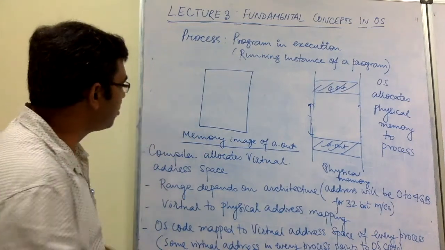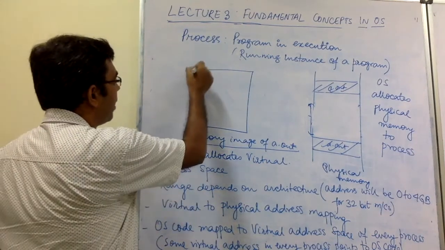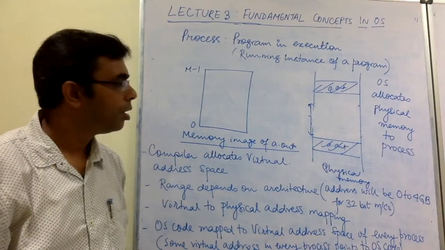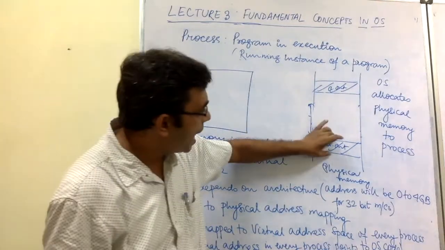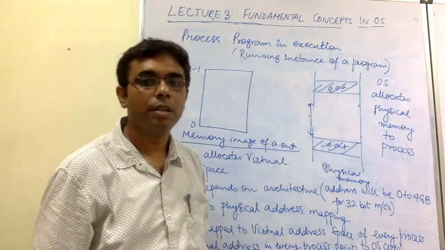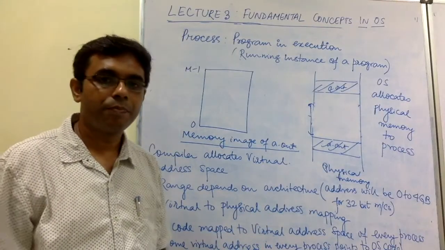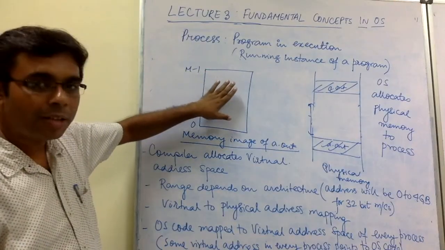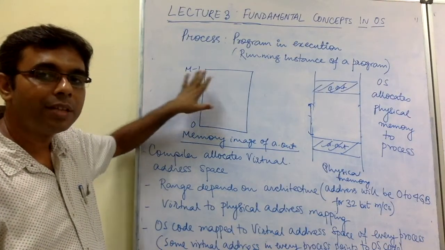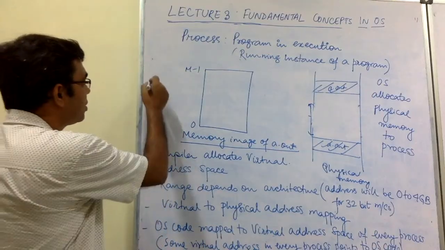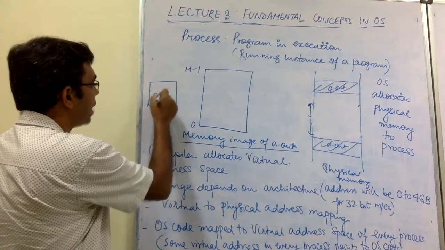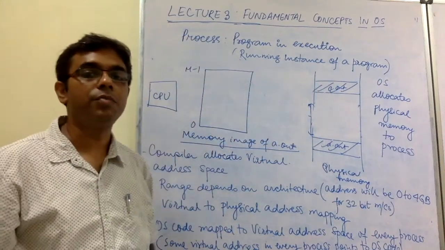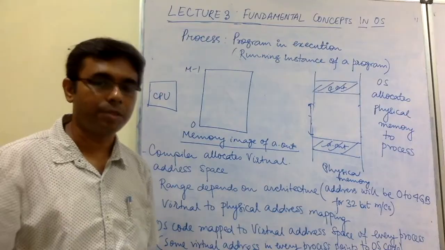So let's say it's given some 0 to m minus 1. So m number of locations it has allocated for this a.out. However, this is the actual space that is occupied in the physical memory. Now they are completely different. But interestingly, the one that is allocated by the compiler is the view that is seen by the CPU. So what the CPU looks at is not its actual view, but the one that is generated by the compiler. That is its virtual address range or the virtual memory image.